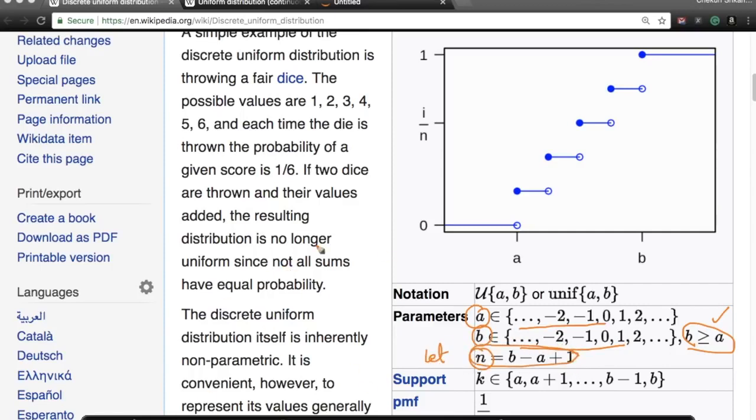In our dice example, since we have 6 values here, we can take A to be 1 and B to be 6, because I've given them the 6 values 1, 2, 3, 4, 5, 6. And n is B minus A, which is 5, plus 1, which is 6. So n basically tells us the number of outcomes we have, and A and B tell us the numerical values we're giving to the outputs.